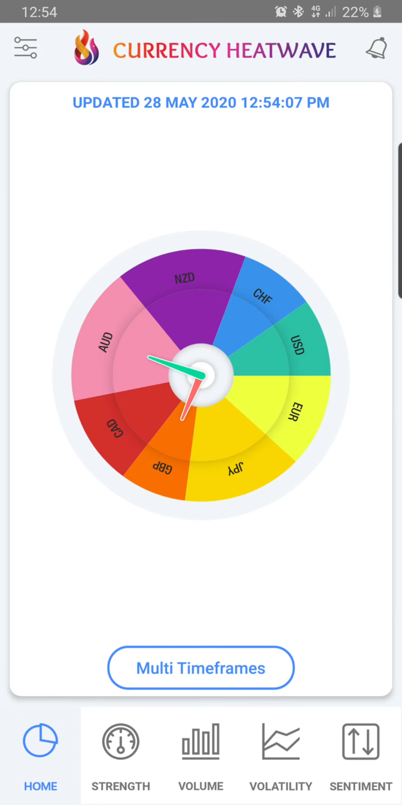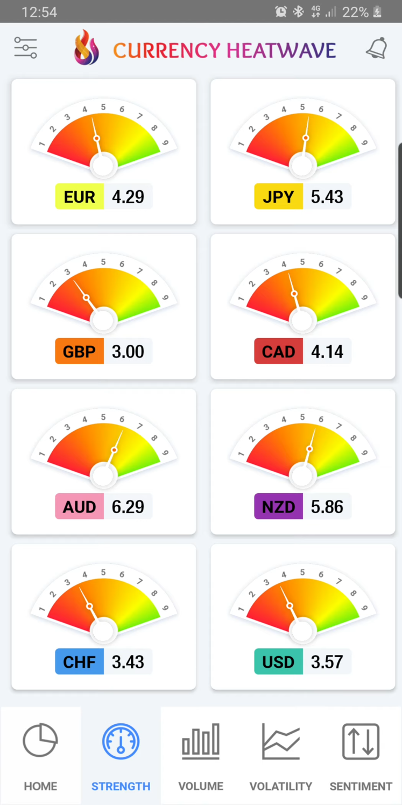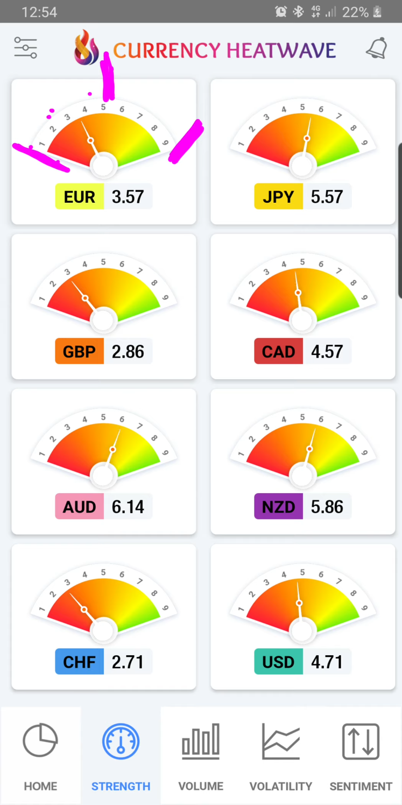The other thing I'm going to talk about is the strength meter. Over here we have the strength meter. You can see it ranges from 1 to 9, with 5 in the middle. When it is at 9, you know it is very, very strong. When it is at 1 or less than 1, you know it is very, very weak.